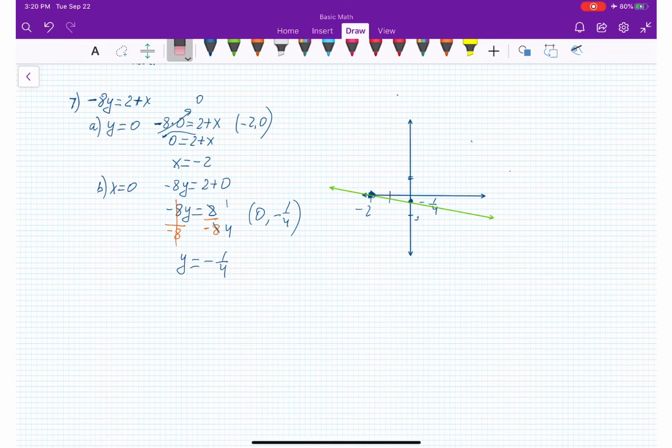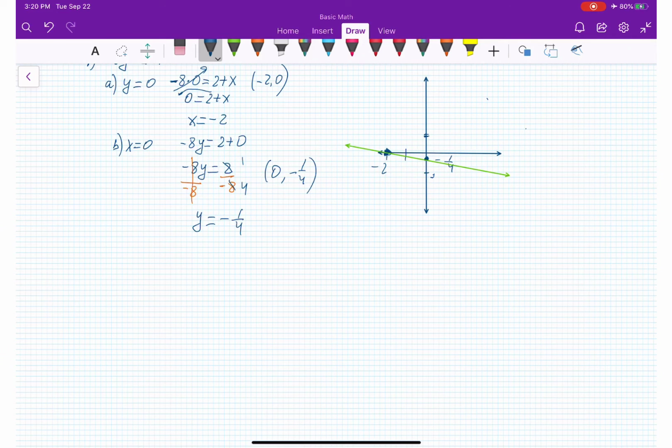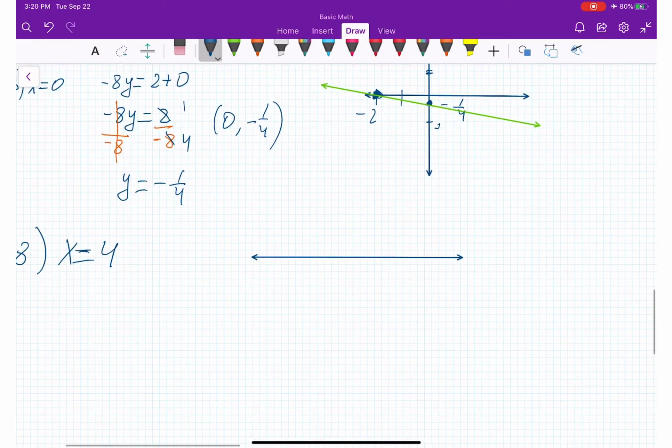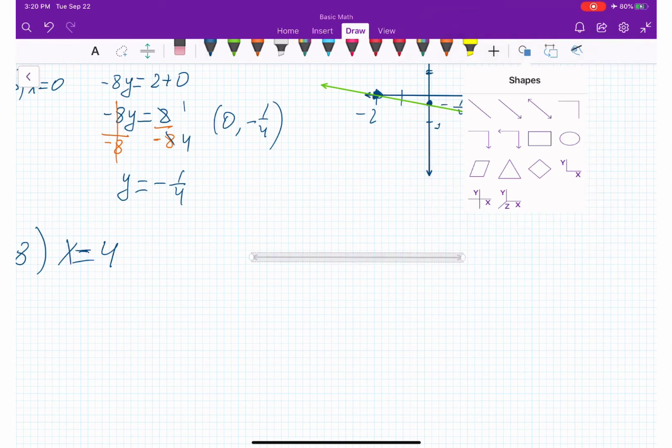All right, question number 8. This is getting more interesting now. Build the graph x is equal to 4. That means we don't have any y here. All we have to do is draw the graph x is equal to 4. So what do we do? First, we don't need any points anymore because there is only one thing there, 4. So this is my x. This is where I'm going to build y.